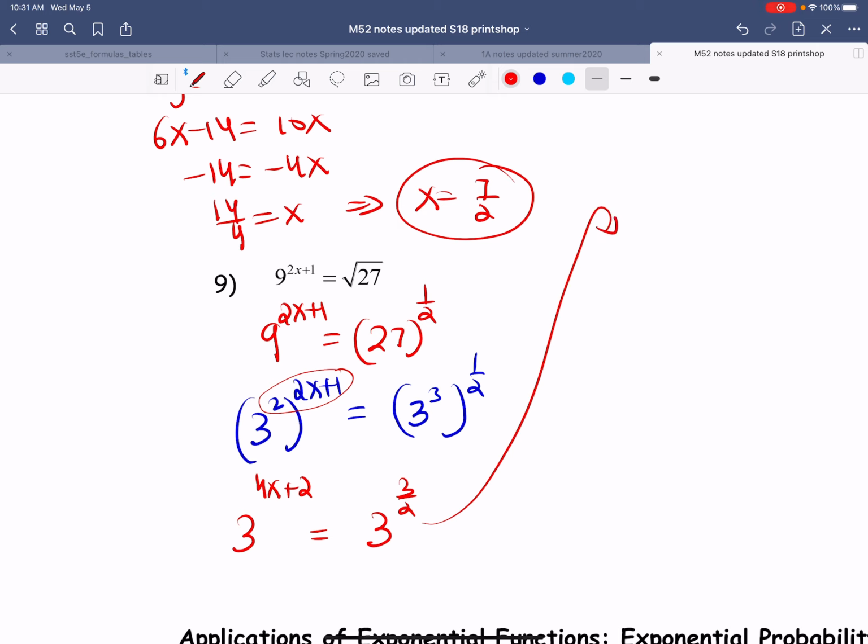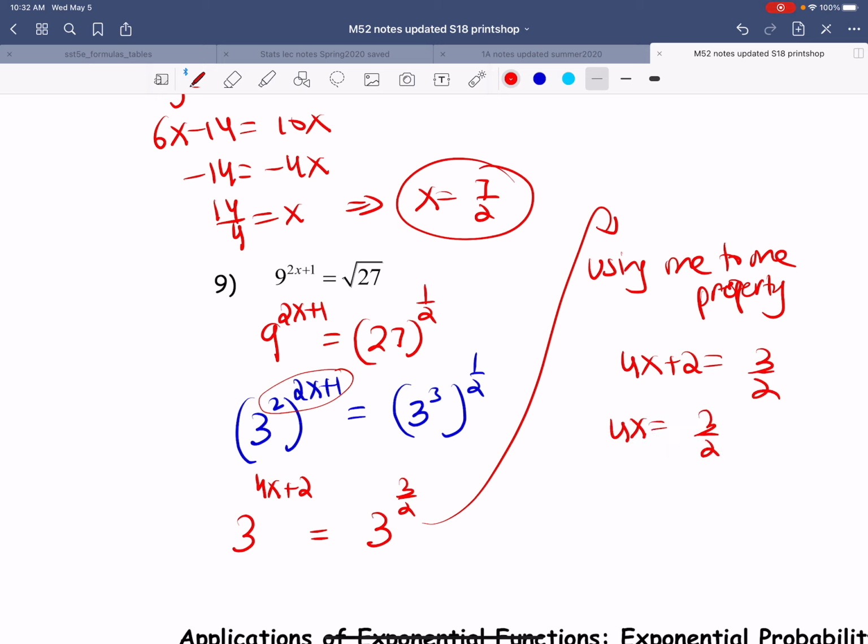Now using the one-to-one property, we can say because the output values are equal, the exponents have to be equal. 4x comes out to be 3/2 minus 2. 3/2 minus 2 will be negative 1/2. Once you make the denominator the same, that would be 3 minus 4, which is negative 1. 4x equals negative 1/2. x turns out to be negative 1/2 times 1/4, which is negative 1/8. And that's our end product for this equation, and that's going to be our solution.